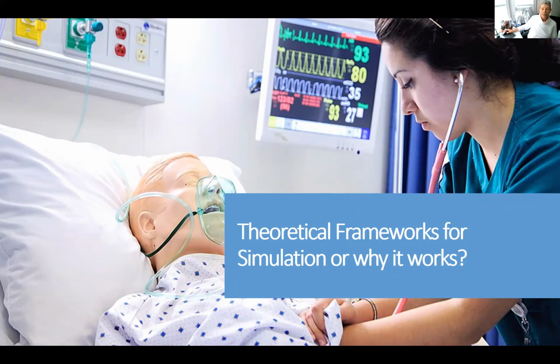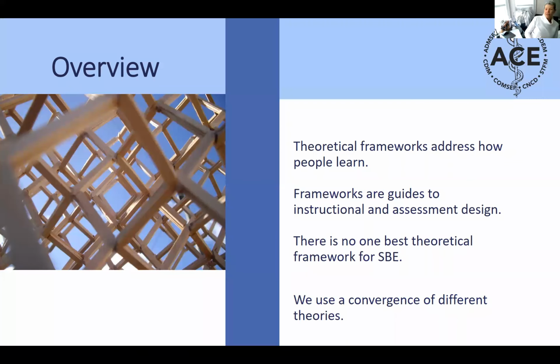So we're going to talk about some theoretical frameworks about why simulation works. And it's important to know these because, and you can go to the next slide, sorry. Theoretical frameworks address how people learn. They are frameworks that we use to guide everything we do in terms of design. The important thing to remember in simulation, there's no one best theoretical framework, and we actually probably use a convergence of different theories as we move through it. And I'm going to share 3 that I use, but you might want to be thinking about what really speaks to you in simulation. You can go to the next slide.